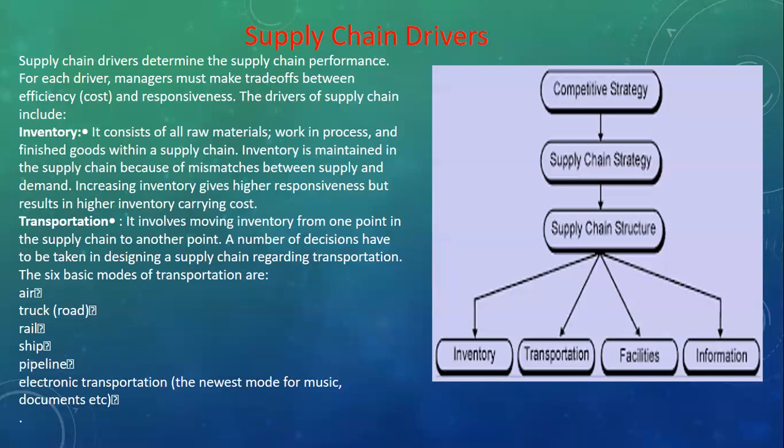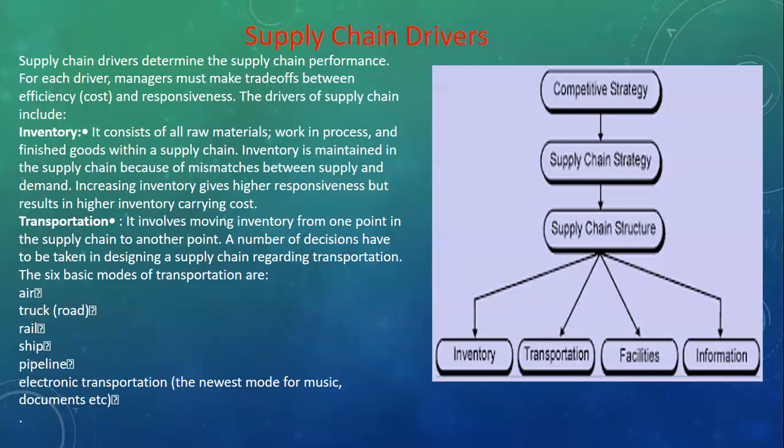Now we will understand the second driver of the supply chain, which is transportation. After storing the goods, we need to deliver them, and for that we need transport. It involves moving inventory from one point in the supply chain to another point. Transportation helps us move goods from the factory to the customer, or from the warehouse to the customer, from origin to destination. This is the transportation function.